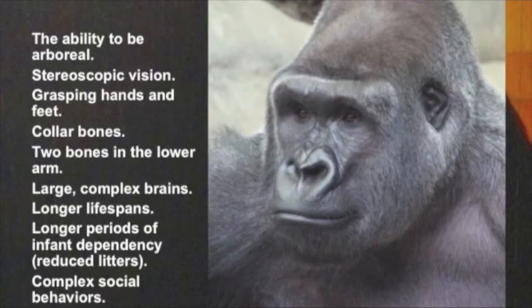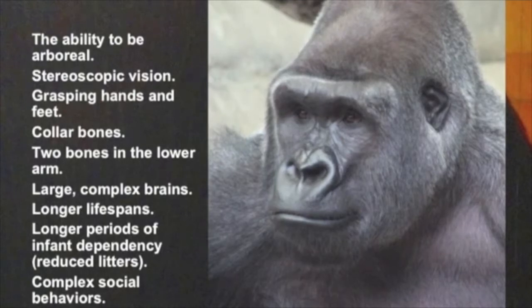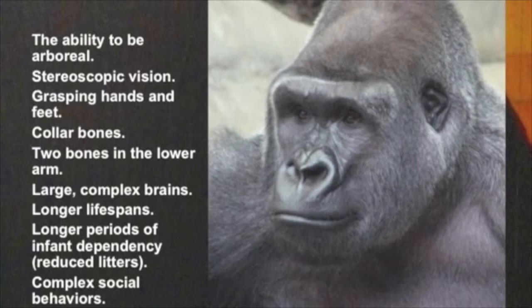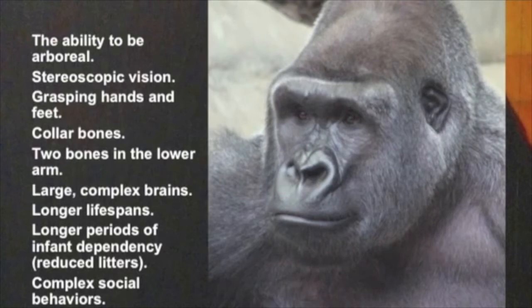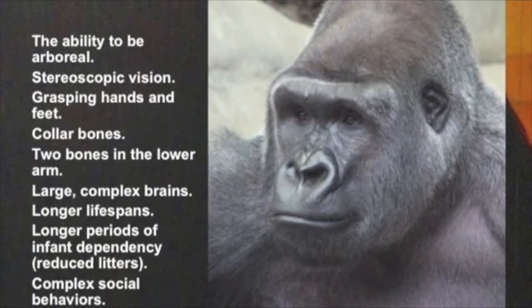We recognize 3 bones of the middle ear that are housed within the growth and development of the lateral portions of the skull, the petrosal bulla. We recognize the presence of collarbones or clavicles. We recognize fingernails and toenails instead of claws. We recognize 2 separate bones in the forearm and the lower leg. We recognize a tendency toward vertical posture.